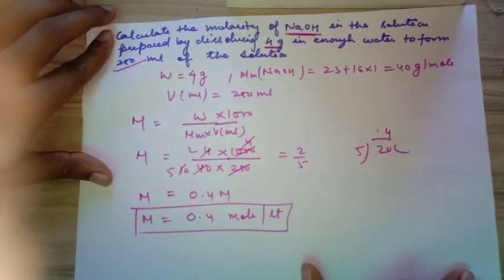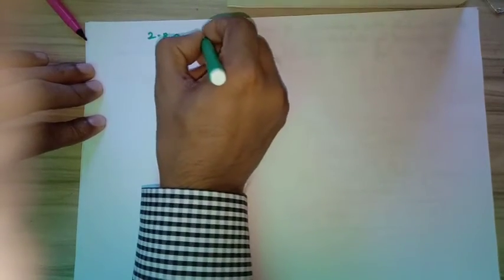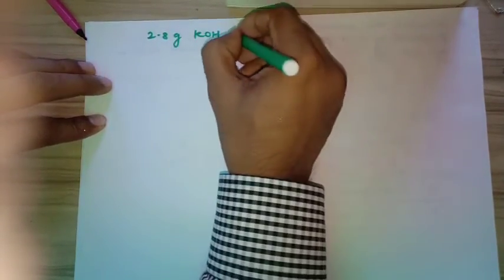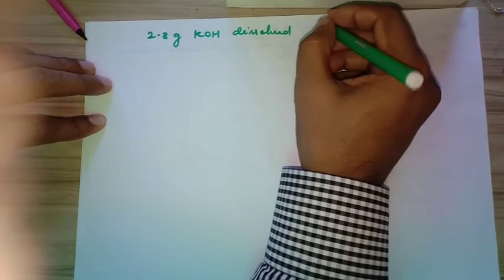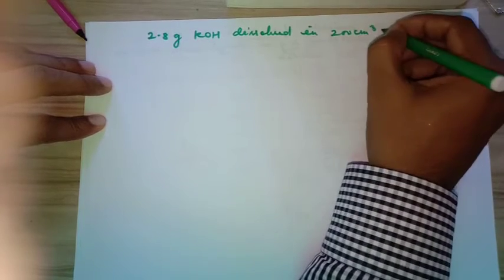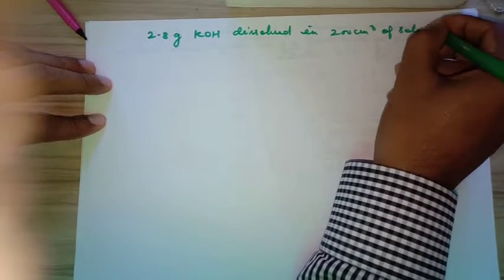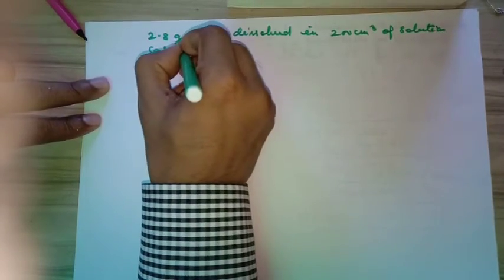Suppose we have another question. It is given that 2.8 gram of KOH is dissolved in 200 centimeter cube of solution. Calculate the molarity of KOH.